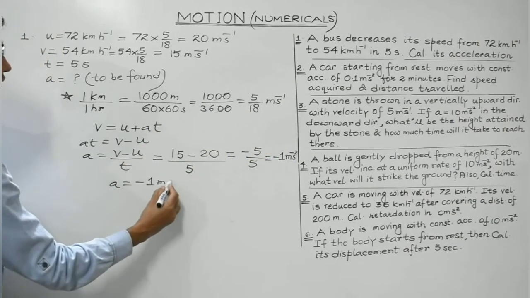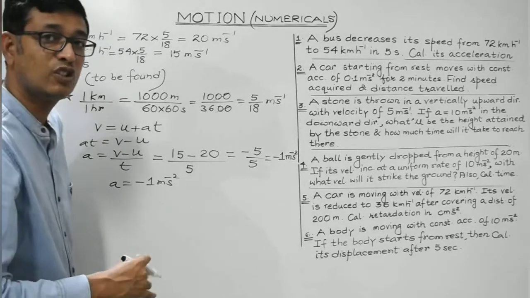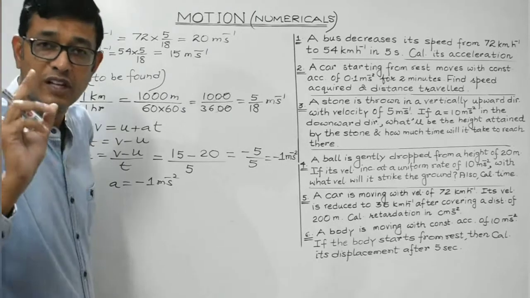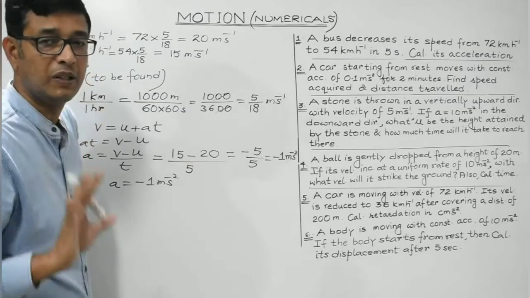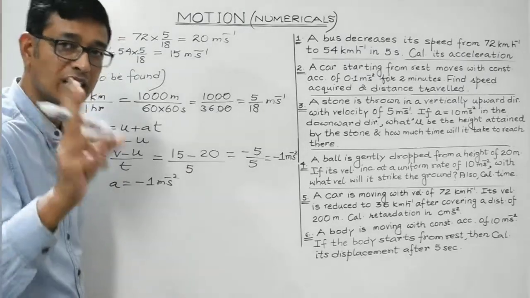Minus 1 meter per second square. This negative sign suggests that it is the case of retardation. Look students, it's a simple concept. Whenever the final speed of the body is less than its initial speed, then a will always come out to be negative. So it will be the case of retardation.